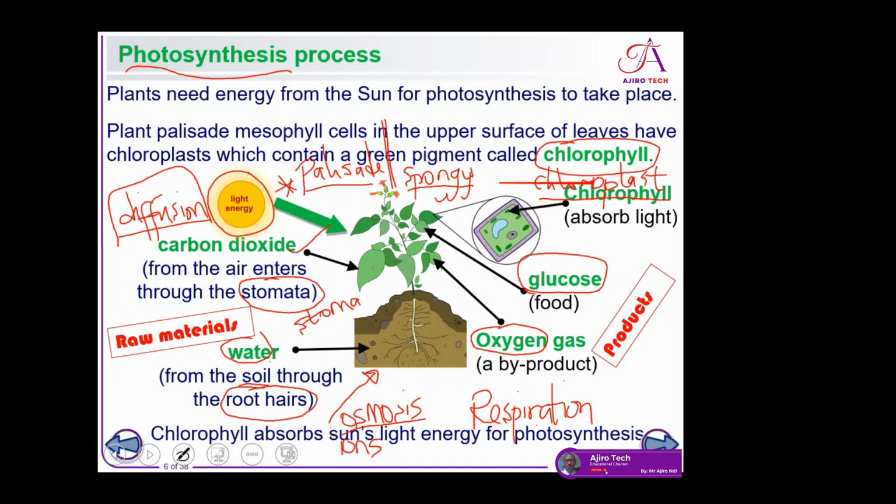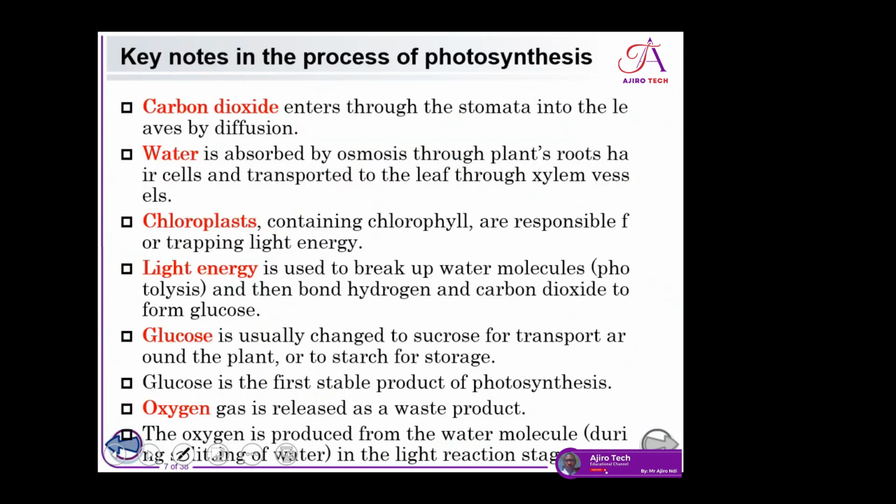Where do the raw materials come from, where does the photosynthesis happen? It happens inside the chlorophyll of the leaf. The chlorophyll is found on the leaf in the palisade mesophyll cells, most especially, and a few other parts of the leaf. That's why the leaf is regarded as the organ for photosynthesis.